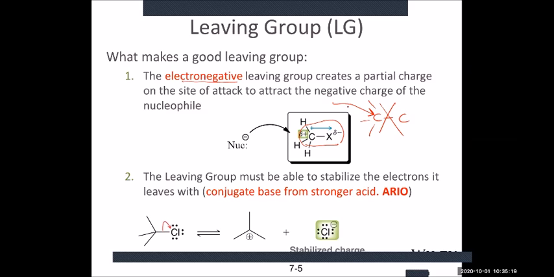The other thing we consider is after the bond breaks. After the bond breaks, the leaving group becomes negatively charged, gaining a negative charge. So the leaving group must be able to stabilize the extra electrons.